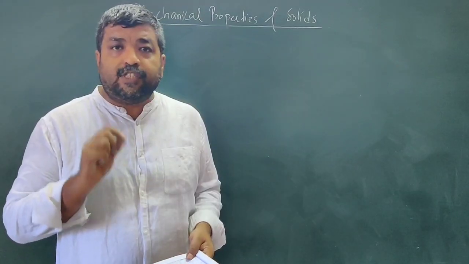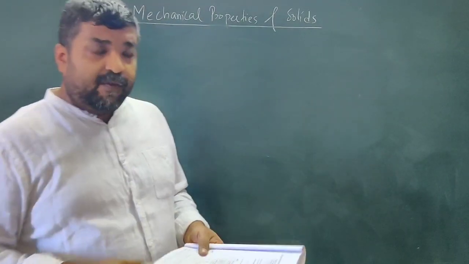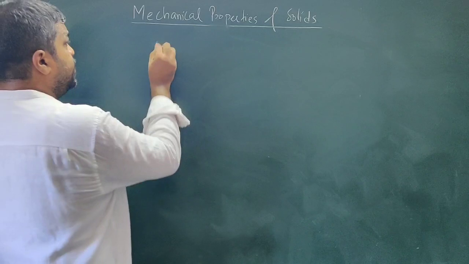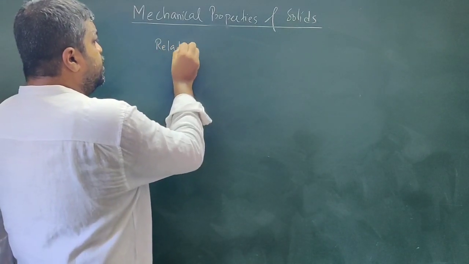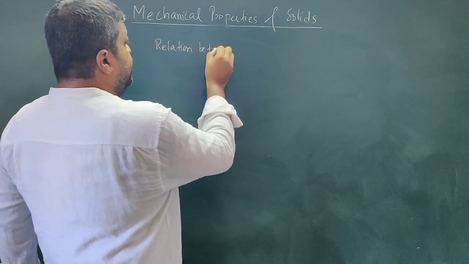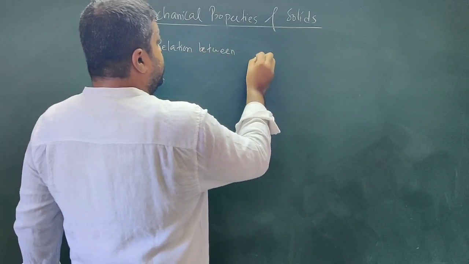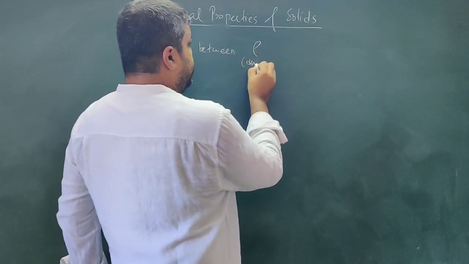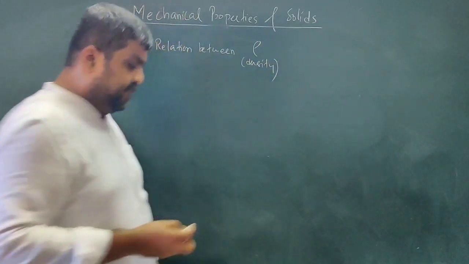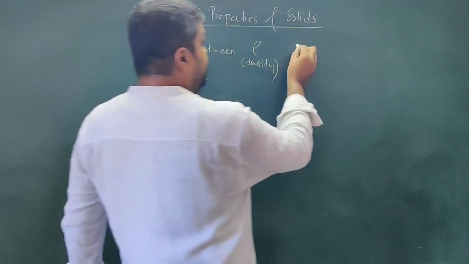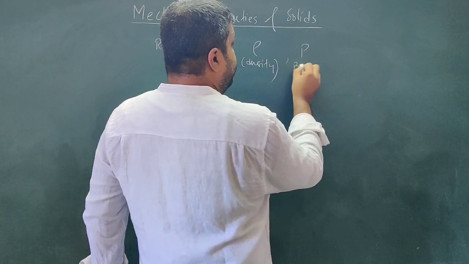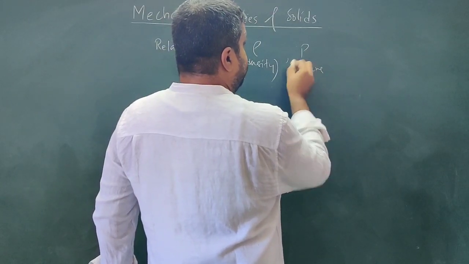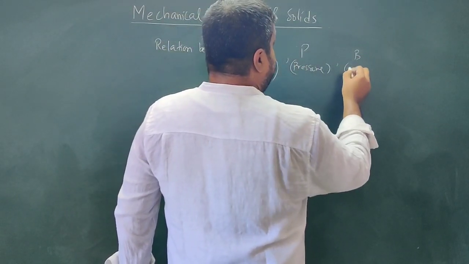This is one small concept, and this concept involves a relation between density rho, pressure P, and bulk modulus B.